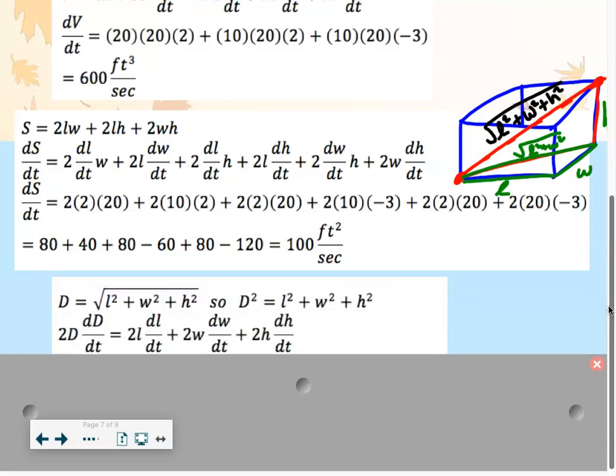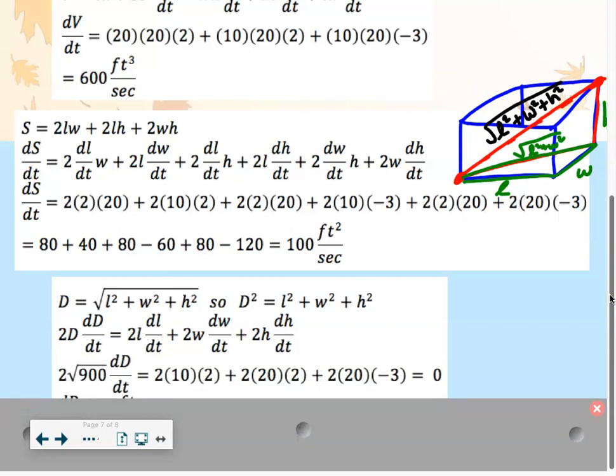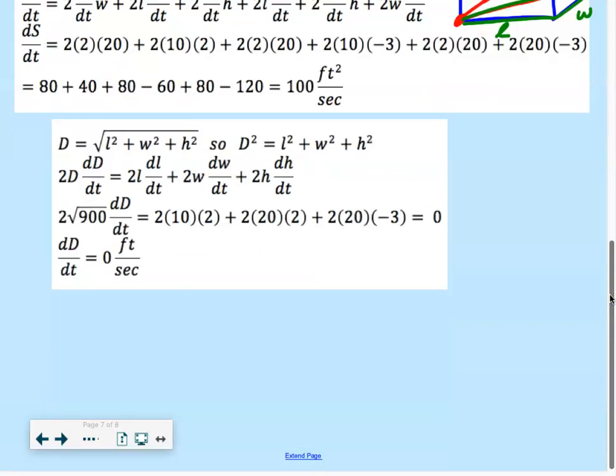So anyway, I made my life easier and squared both sides, just to get rid of that root. So 2D dD/dt equals 2L dL/dt plus 2W dW/dt plus 2H dH/dt. And you plug in a whole bunch of numbers, and when you are done, you get 0. The diagonal is not changing at this moment. Hey, look! Everyone got a 0. Well done. Anyone else get a 0? I see a 0 down there. Good job.